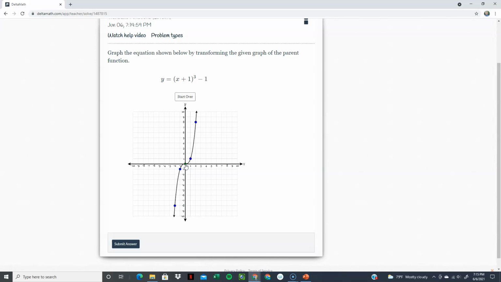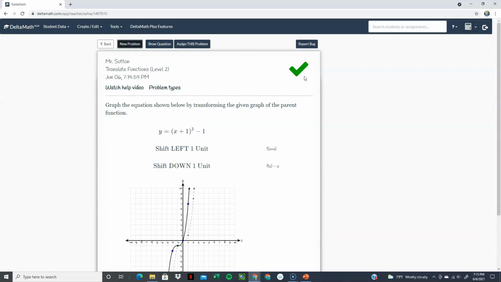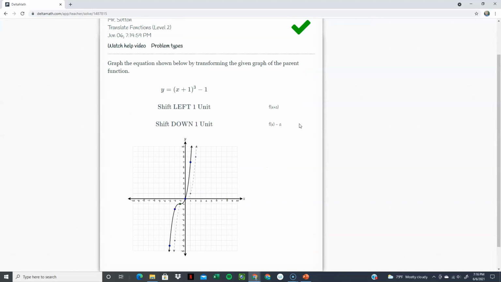Oh, and I just realized I did not fully shift left 1 unit. I stopped at 1/2. So sometimes it won't lock in exactly where you want it to go. So make sure you do that properly. Yeah, so now I'm left 1. So now I want to shift down 1. All right.